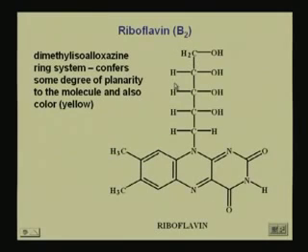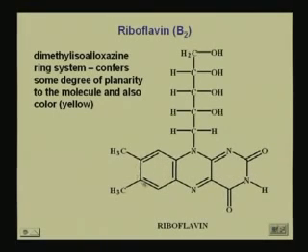This is riboflavin. It is what is called a dimethyl isoalloxazine. This is the isoalloxazine ring system, and this imparts a planarity to the molecule.